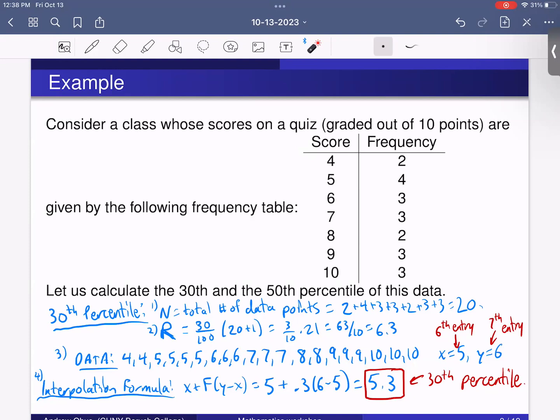Okay, so the process is multi-step. You have to do quite a few things. But this is for the 30th percentile. We'll do the 50th percentile also. But before that, any questions on this calculation?